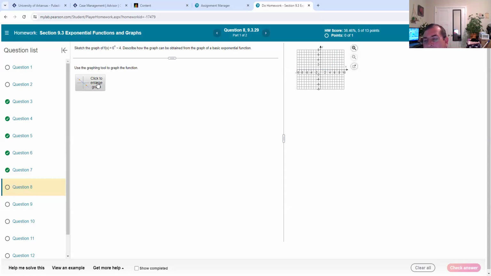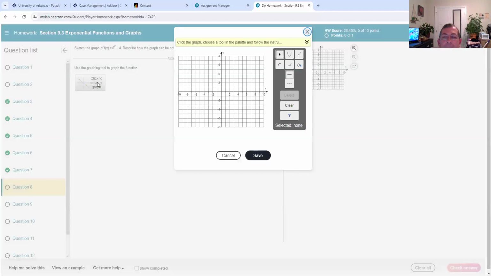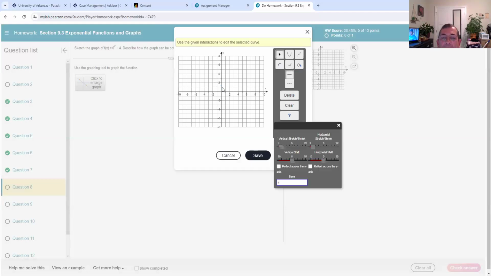Now, that is 6 to the x minus 4. So if I'm going to be able to graph this, y'all need to tell me what that minus 4 is doing to this graph. So down, good job. So I know it's going down. So we're going to click to enlarge graph. Grab our exponential tool, click on the graph anywhere. We went down 4, so that would be vertical to negative 4.